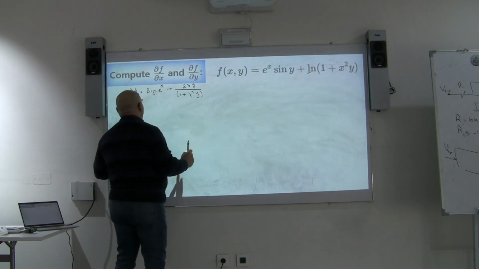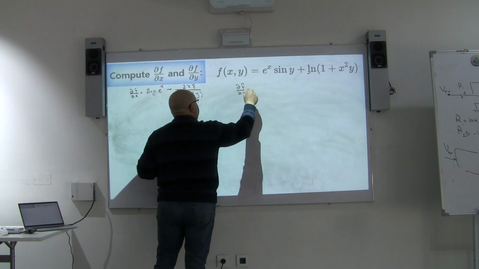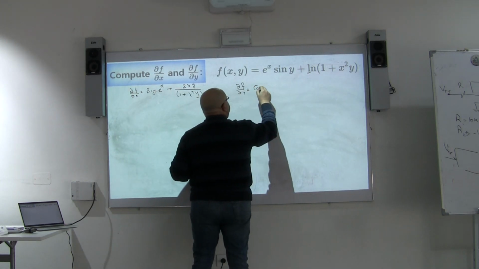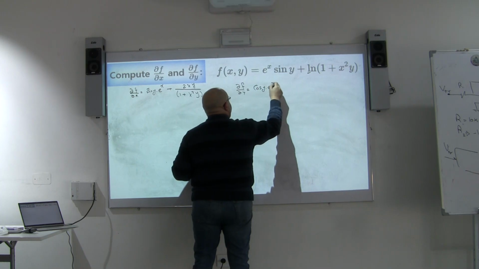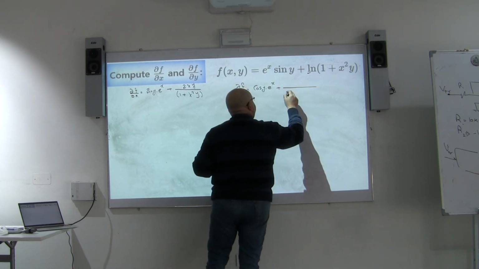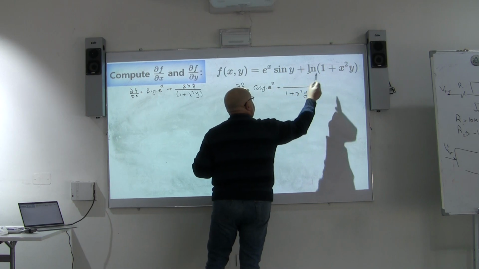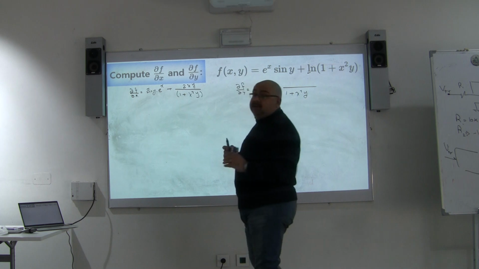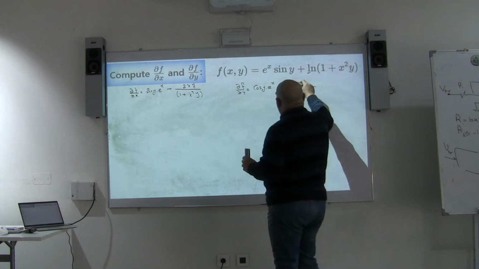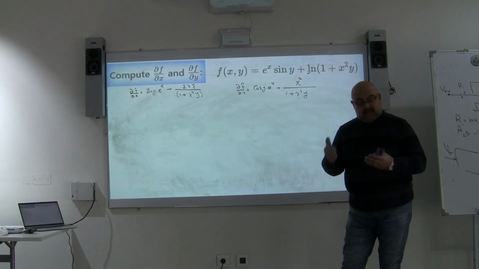Also, if I want partial f, partial y, it's going to be exactly the same, but it will give cosine y times e to the power of x. Then plus the derivative of the ln, which is 1 divided by 1 plus x squared y, times the derivative with respect to y, which gives just x squared.